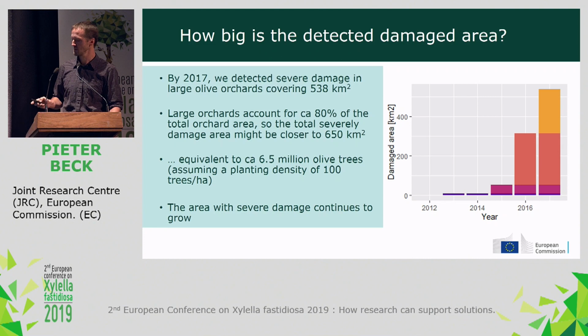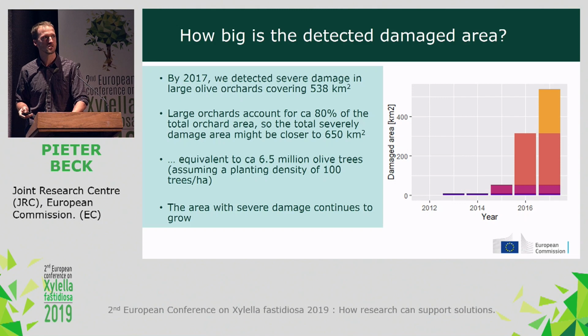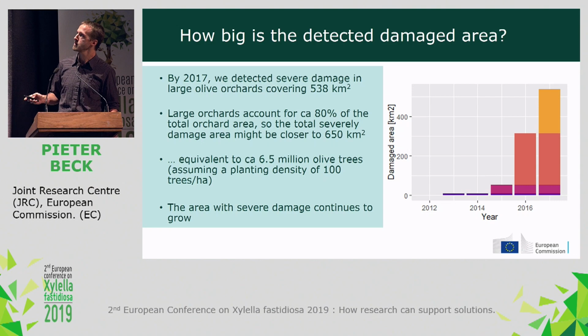We are using aerial photographs to estimate how many trees there are in each of these orchards. But actually, and luckily, you get a pretty good approximation if you say there are 100 olive trees per hectare. So multiplying this number by 10,000, which is the number of trees you'd get per unit area, you come to 6.5 million trees in those heavily damaged orchards. And that area, as you see here, is growing steadily, and there's no sign of it slowing down.